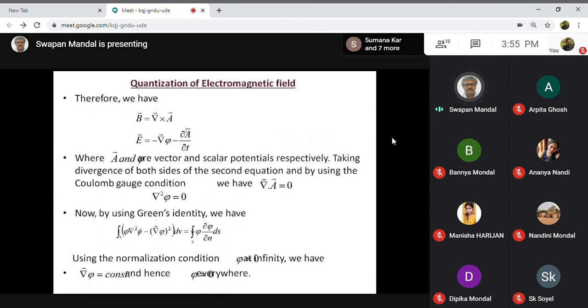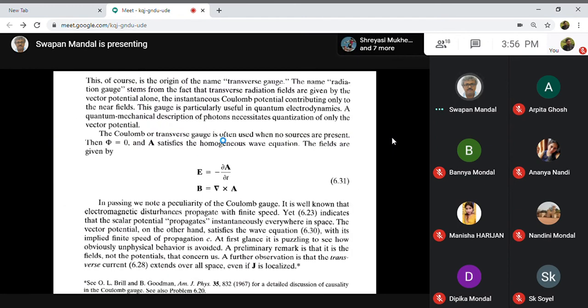Oh, here it is. Okay. You know how to get rid of this term. Just follow me. We have the conditions: B equal to curl of A, and E equal to minus gradient of phi minus del A del t. So under Coulomb gauge condition, we have divergence of A equal to 0 and del square phi equal to 0. Del square phi, you have already seen, equal to 0 under Coulomb gauge condition.